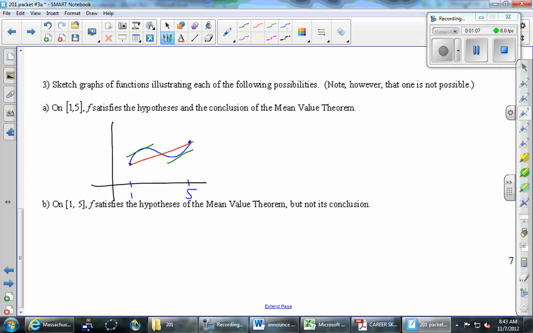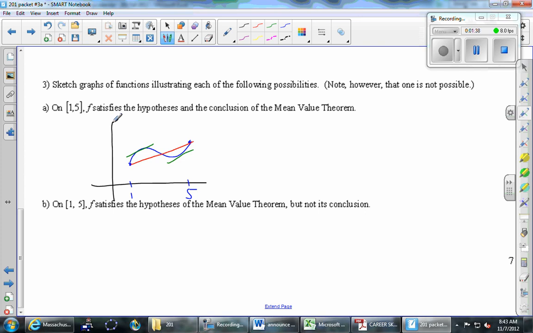On part B, on the same interval 1, 5, it says we want f to satisfy the hypotheses, but not its conclusion. What do we think about this? I've got a theorem. It says if the function is differentiable, then there's a tangent line that's parallel to the secant line. That theorem is a guarantee. If the function is differentiable, the guarantee is we're going to find some tangent line, maybe even 2 tangent lines, parallel to the secant line.